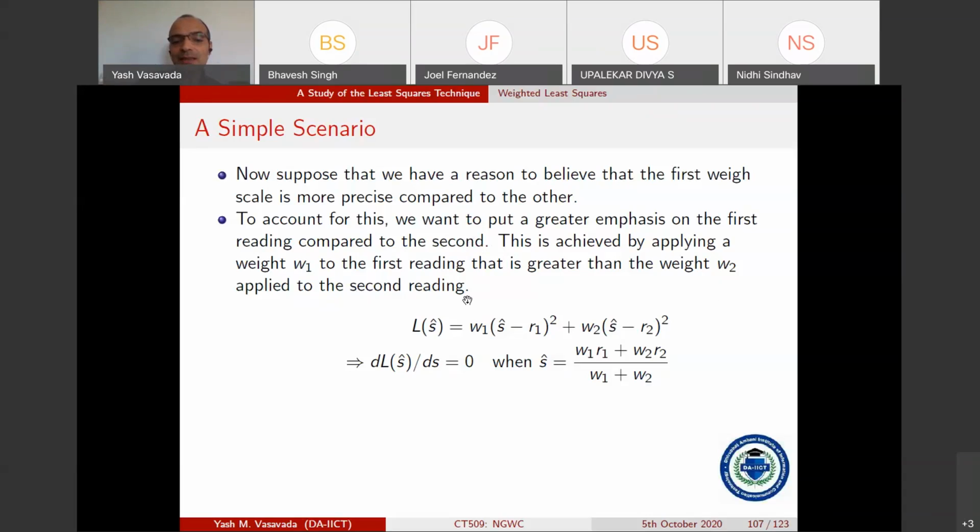And the way to do that is to multiply the first reading by a weight W1, second reading by a weight W2, where you would want to make W1 to be larger than W2. Maybe you can make W1 to be 10 and W2 to be 1. Or if you think that second weigh scale is very bad, then you can even make W1 to be 100 and W2 to be 1. But don't make W2 to be 0.